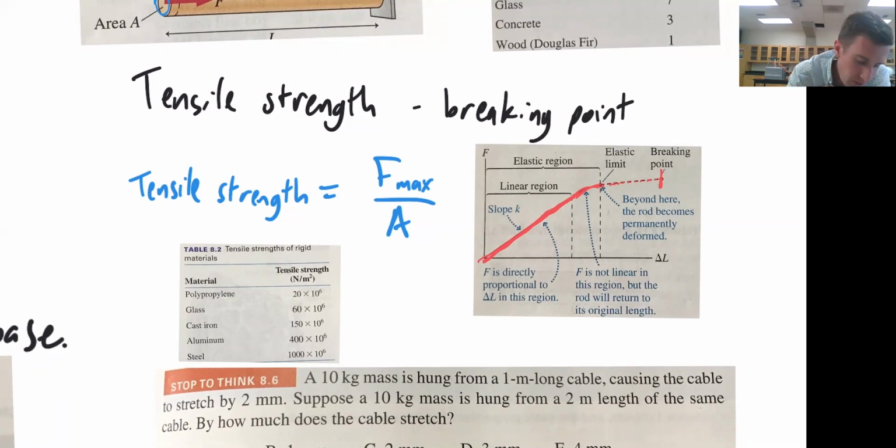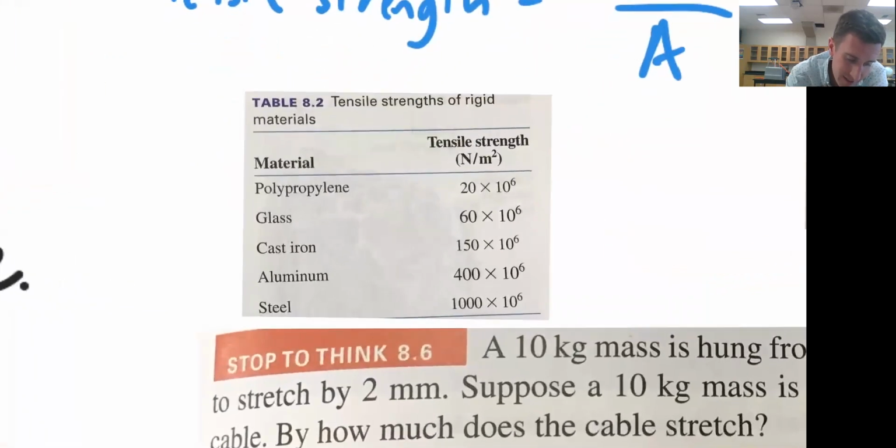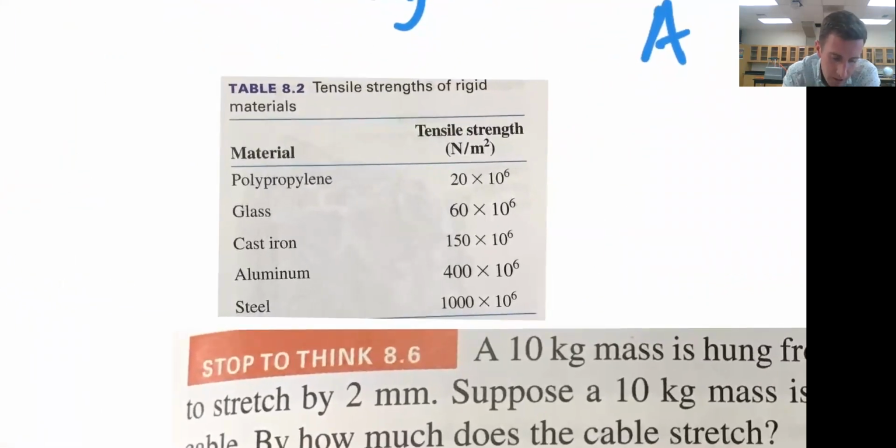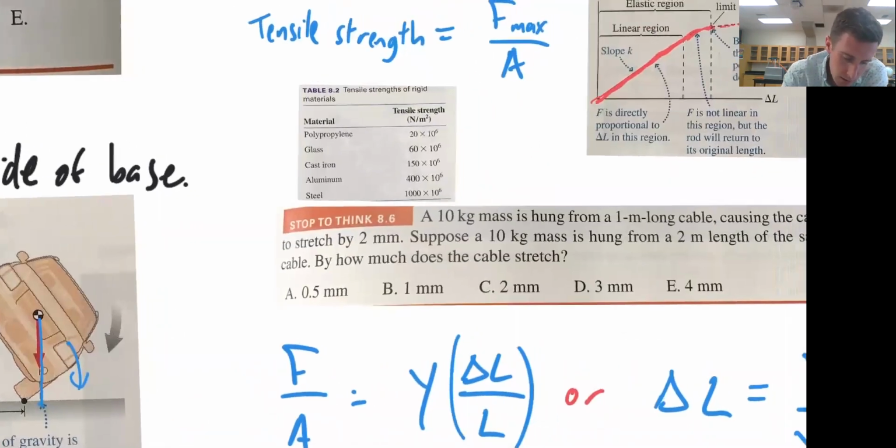Right. So I've got a table here for tensile strengths of rigid materials as well. Polypropylene, glass, cast iron, aluminum, steel. Again, you'll notice that steel has a really high tensile strength. It will not break very easily. You can put a lot of force on it before it starts breaking, which is great. Glass, less so, which we have experience with. Glass breaks more easily than steel does. Okay. All right.